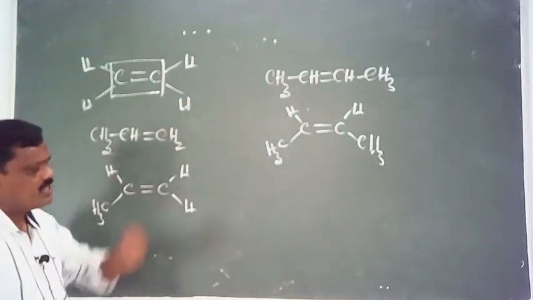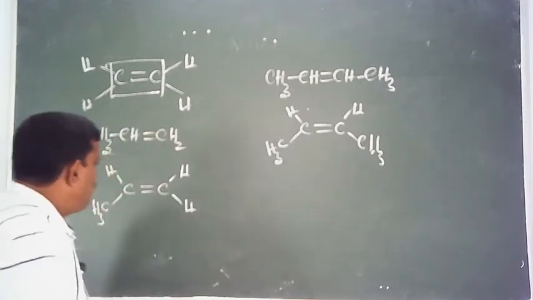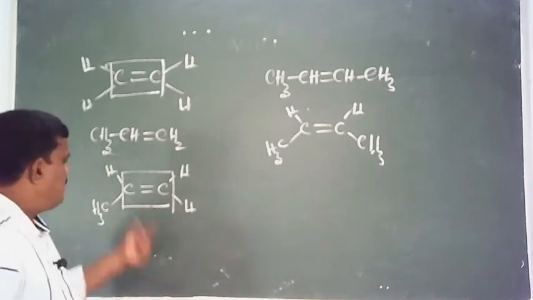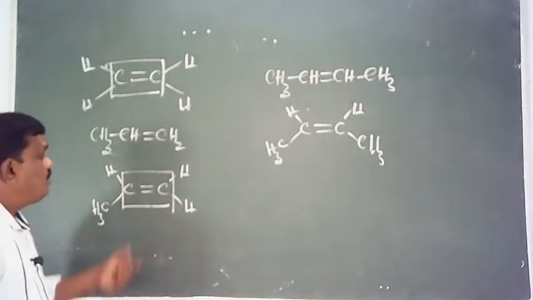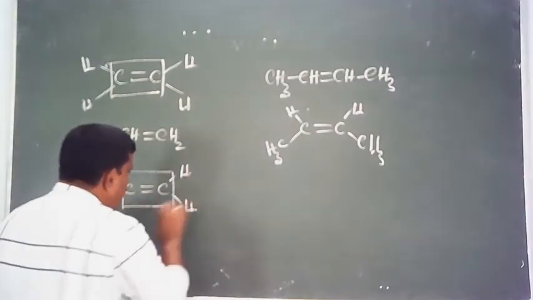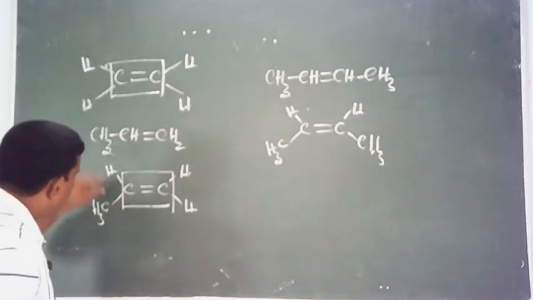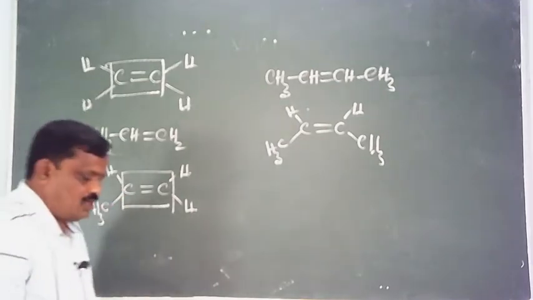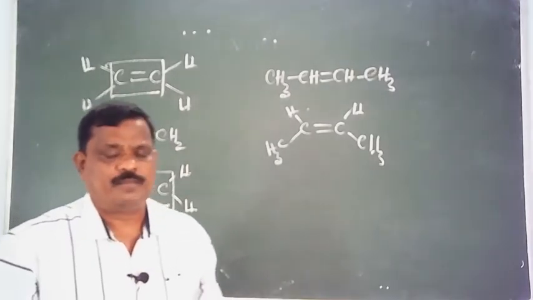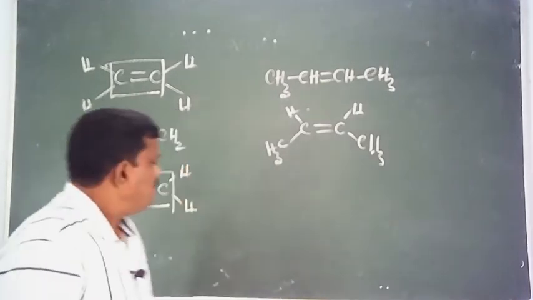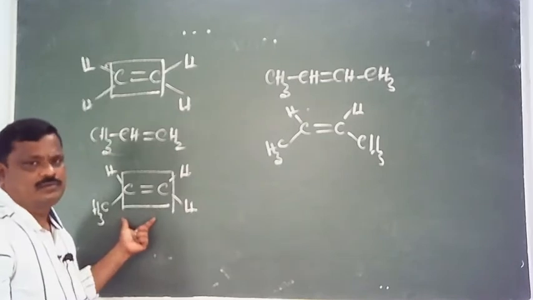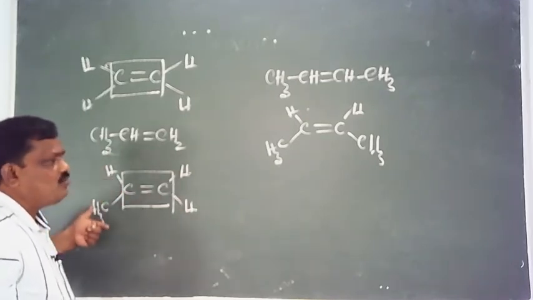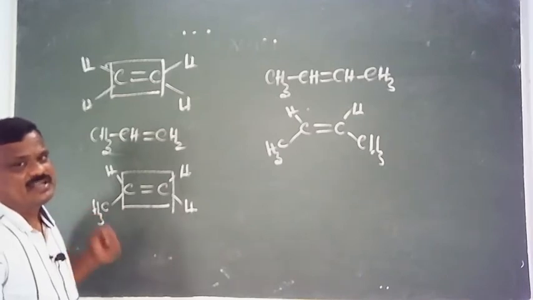Now think of propene. Carbon atoms which are involved in the double bond, doubly bonded carbon atoms: this carbon contains 2 hydrogen atoms while this carbon contains 1 hydrogen and 1 methyl group. Therefore, the carbon atoms involved in the double bond do not contain identical groups. Here 2 hydrogen atoms, here 1 hydrogen and 1 methyl, therefore it is unsymmetrical in nature.